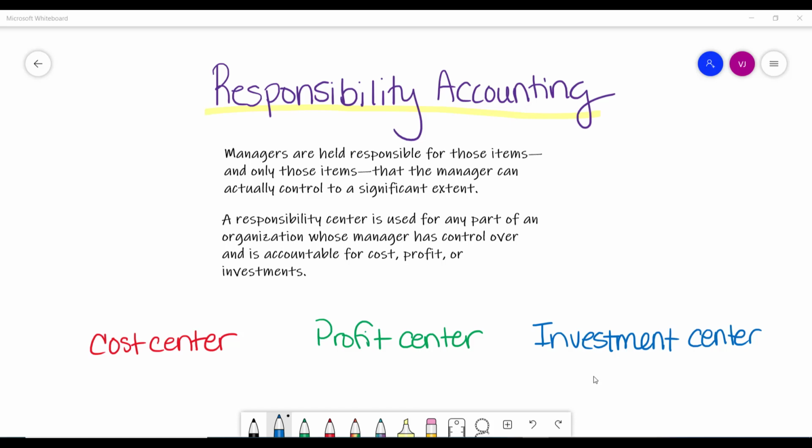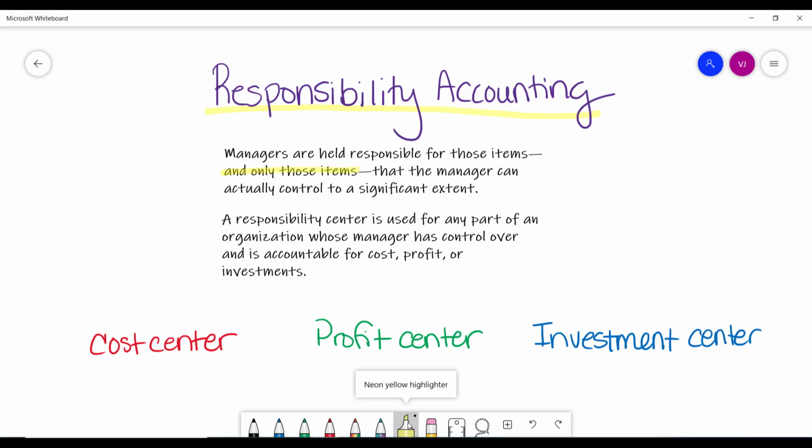In this video, we're going to briefly talk about responsibility accounting and introduce the idea of a responsibility center. So what is responsibility accounting? Responsibility accounting refers to managers being held responsible for those items, and only those items, that's a key word there, and only those items that the manager can actually control to a significant extent. So this is basically holding managers accountable only for those things that they have control over.